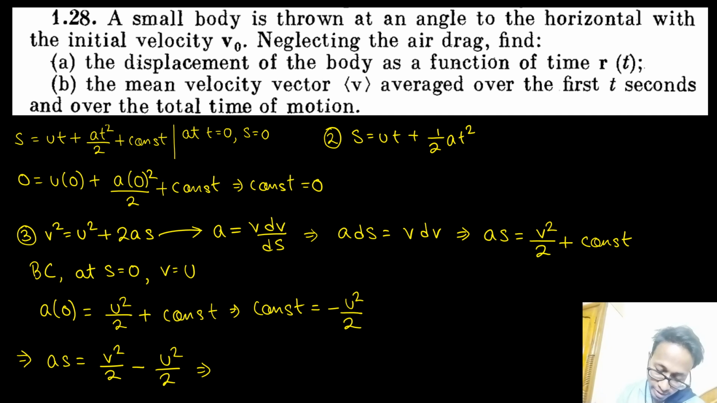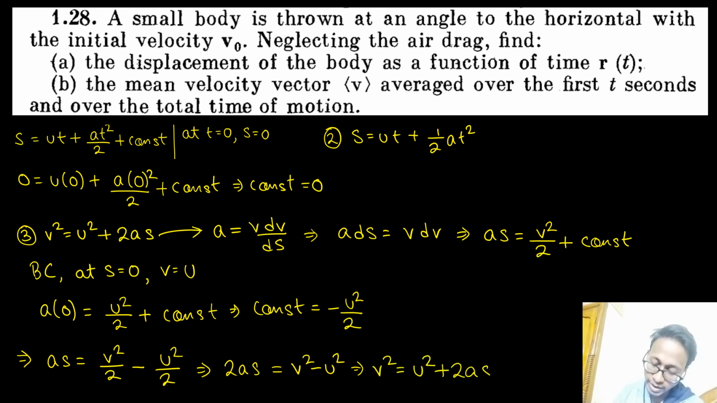If I take 2 common and send it to the left hand side, 2as is equal to v square minus u square, or v square is equal to u square plus 2as. The question asked only for s is equal to ut plus half at square, but since you are learning kinematics, whenever acceleration is constant there are three formulas you need to learn: v is equal to u plus at, s is equal to ut plus half at square, and v square is equal to u square plus 2as. My entire effort was to explain the origin of these formulas, or the derivation of these formulas.